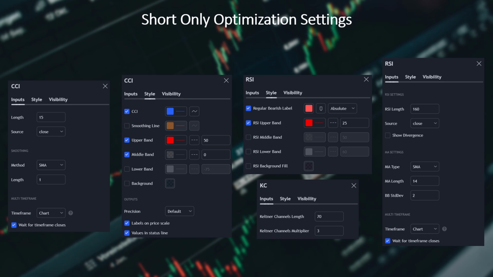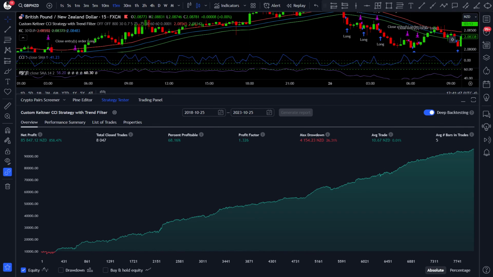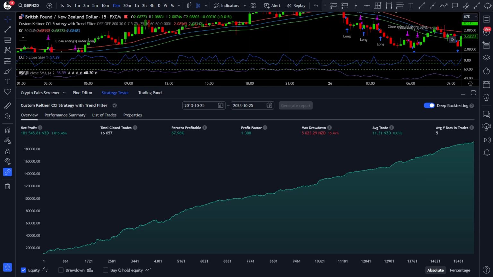And now let me show you the best performing backtest results for each time frame. I optimized the strategy for the last 5 years of price data, but the results look great even on the last 10 years, so all the backtests I'm about to show you are for the last 10 years.